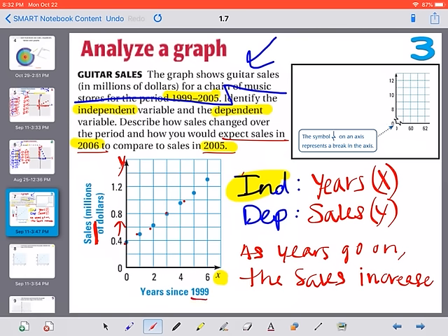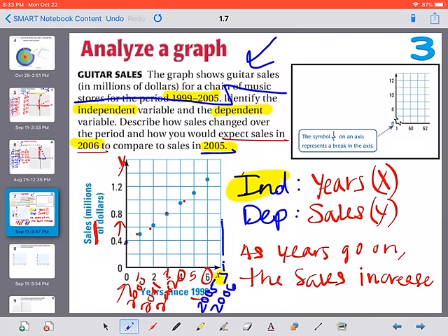So this says years since 1999. If it's been 0 years since 1999, it's still the year 1999. Then after 1 year, it's the year 2000. Then 2 years, it's really 2001. This would be 2002, 2003, 2004, right here. 2005 would really be year 6. So they say, how will the sales in 2006, really at year 7, compare to the year 2005?